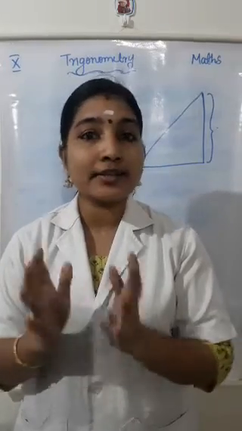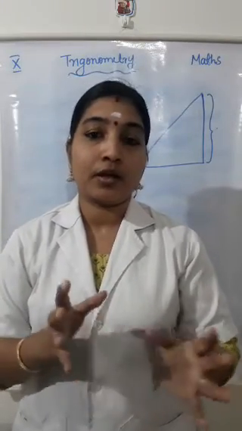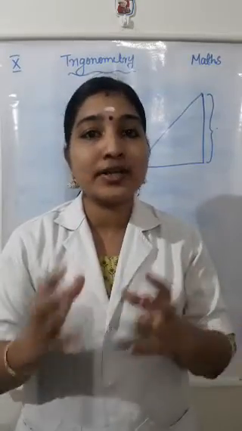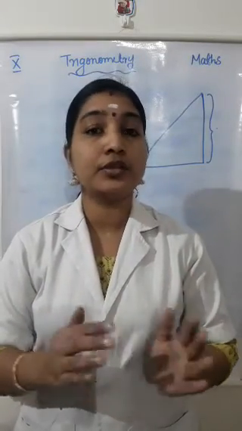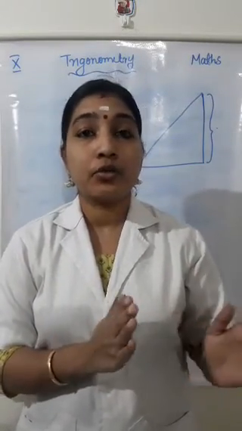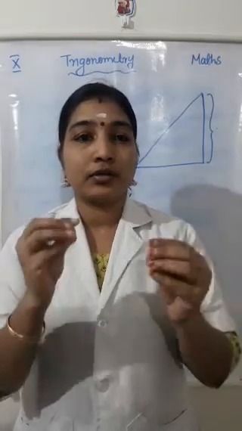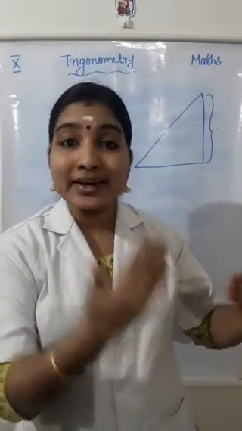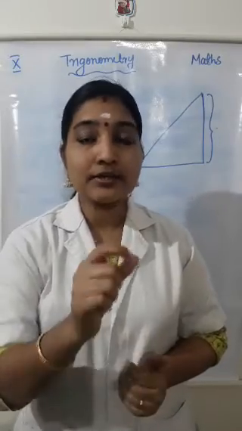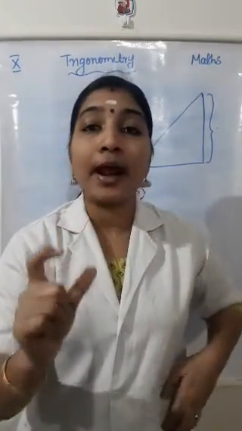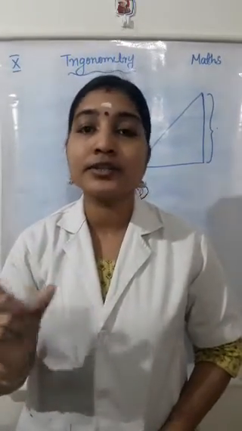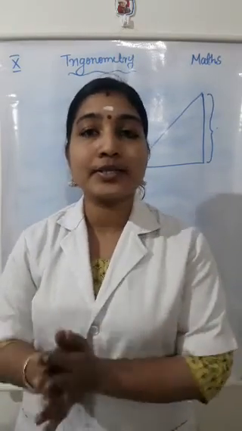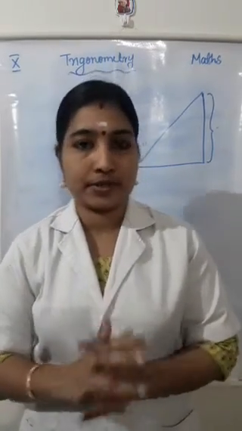In those situations, to find out heights or distances, we use a technique from a branch of mathematics. That branch of mathematics is called trigonometry. Okay, our new chapter is Introduction to Trigonometry.